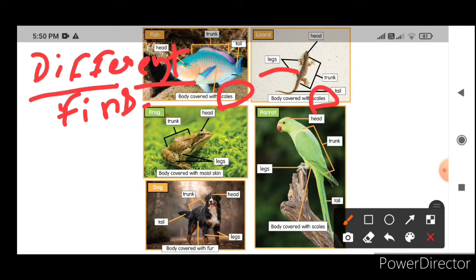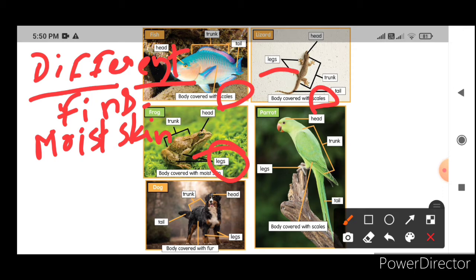And when we come to the frog, is the frog's body covered with scales? No, not like fish, not like lizard. This frog's body is covered with moist skin. Frog body is covered with moist skin. And frogs are also using their legs for movement, like the lizard.